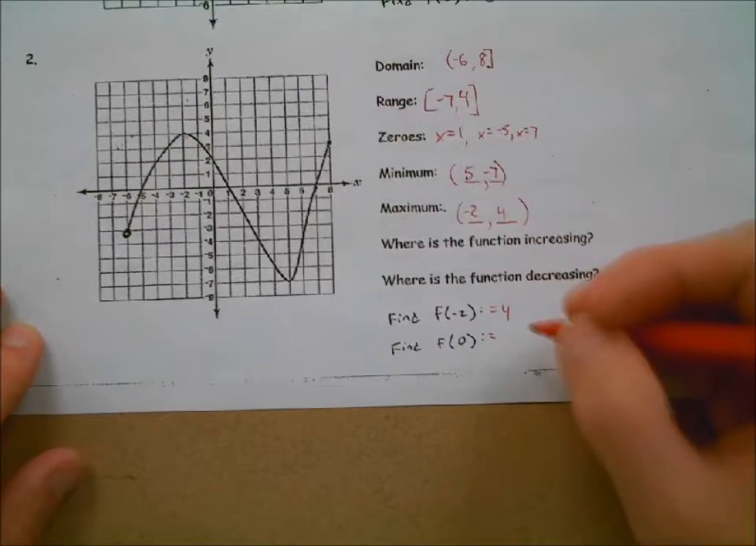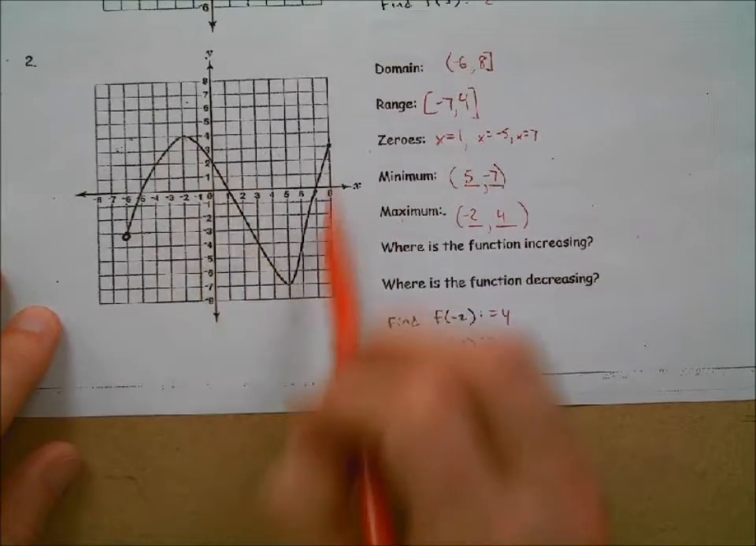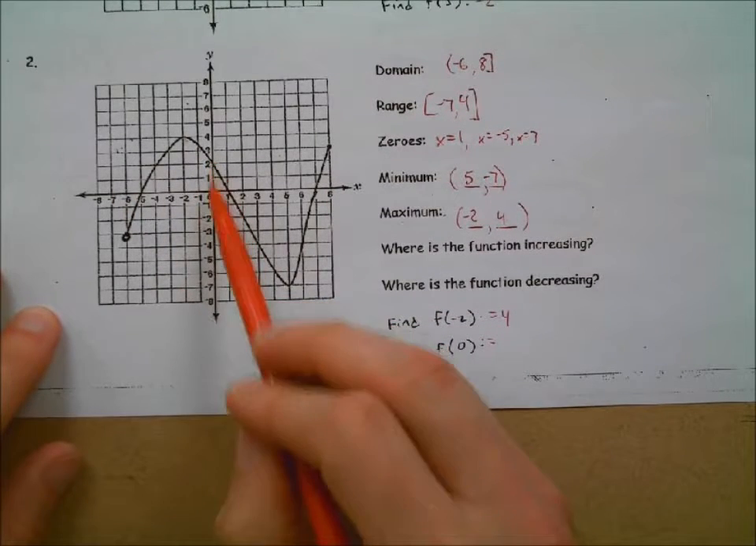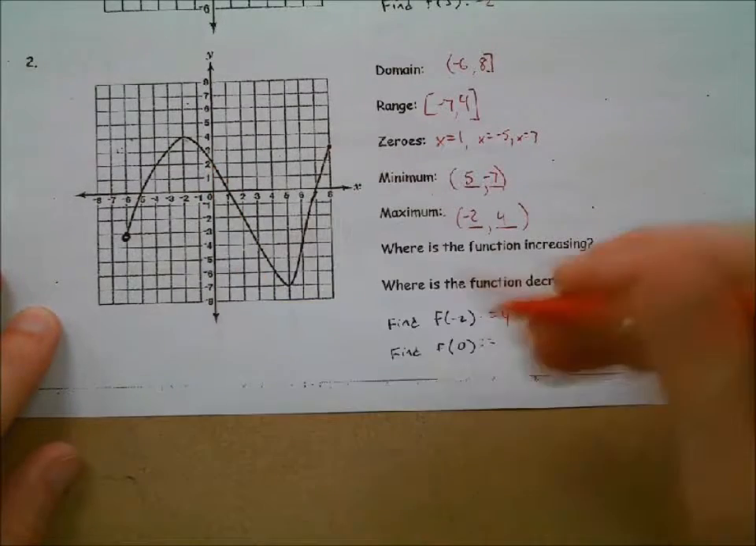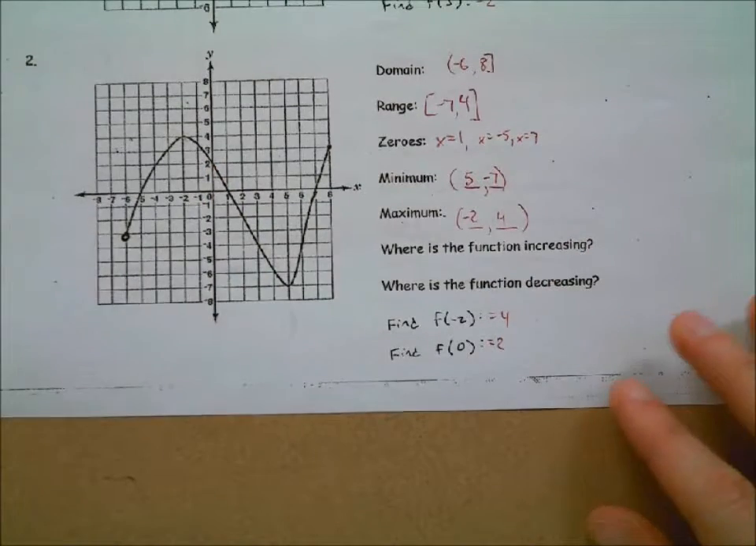Likewise with f of 0, where is x equal to 0 on my graph? Right here. X is equal to 0, right? There's the x value of 0. There it is on the graph. So what's f of 0 going to be? 2. All right, I want to talk about increasing and decreasing here real quick.